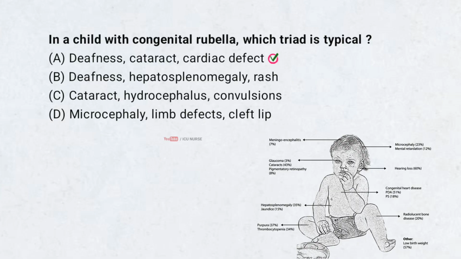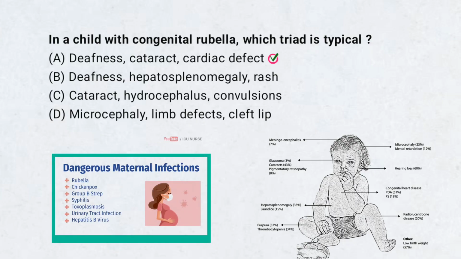Congenital rubella classically presents with sensorineural deafness, cataract, and congenital heart defects like PDA. It occurs when maternal infection happens in the first trimester. Prevention is through maternal vaccination.